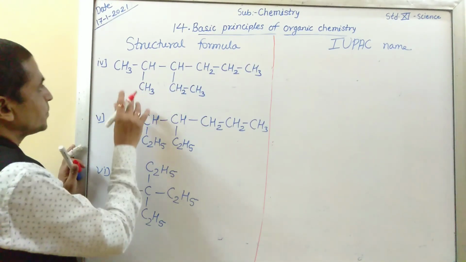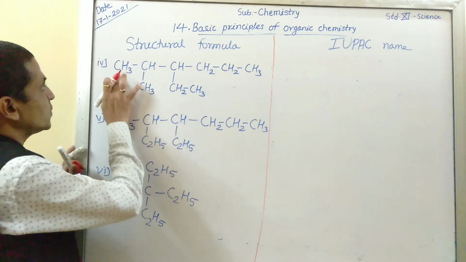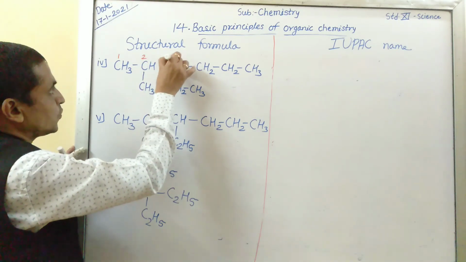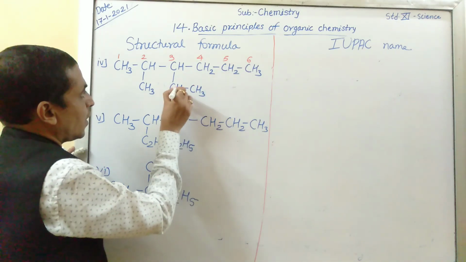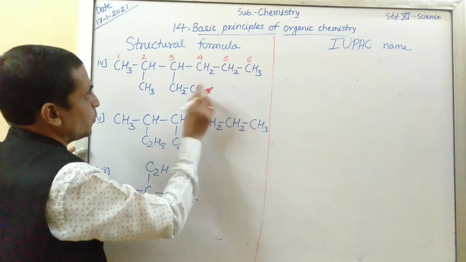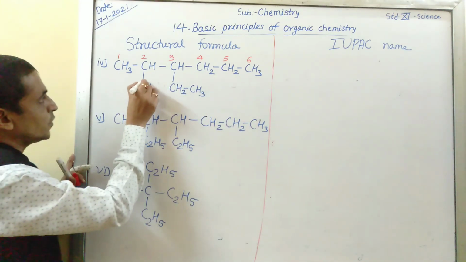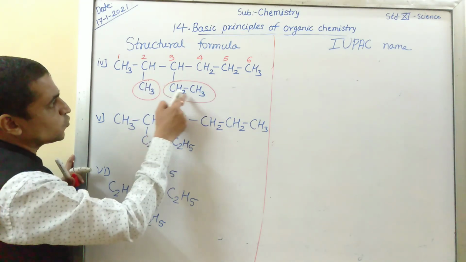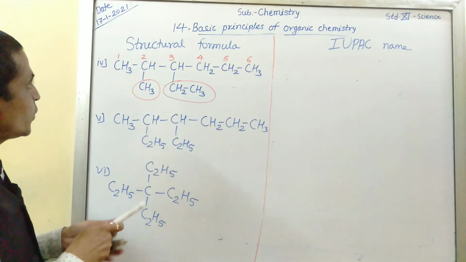Now see these structures, how to give the numbers. Here CH3 is nearest to the first carbon atom. So 1, 2, 3, 4, 5, 6. I don't count from this side because this locant is far away from the first carbon atom. It is nearest to the first carbon atom, so it is a locant. This is also a locant. It may be CH2, CH3, which means an ethyl group.